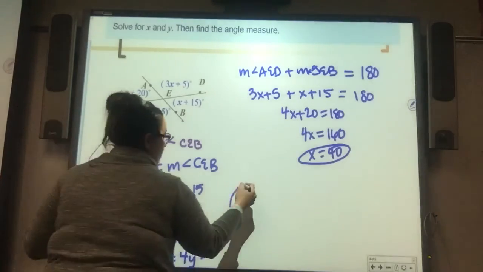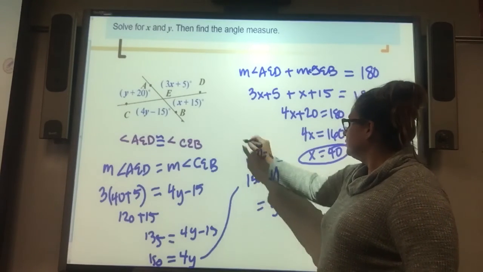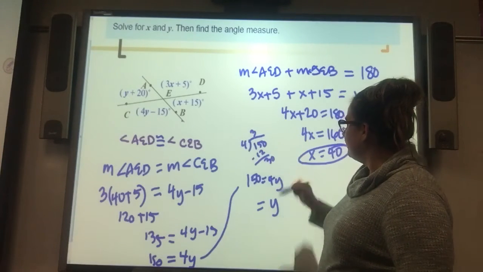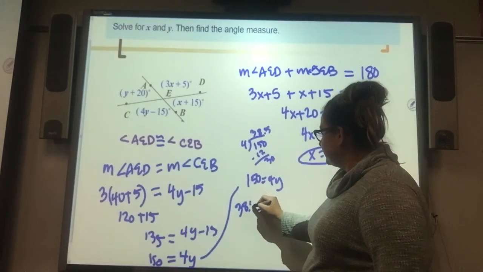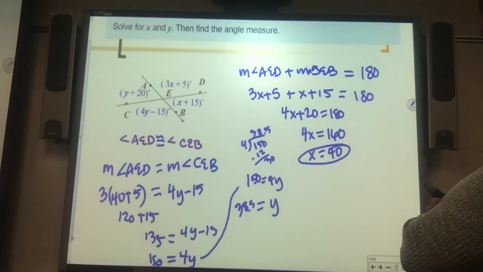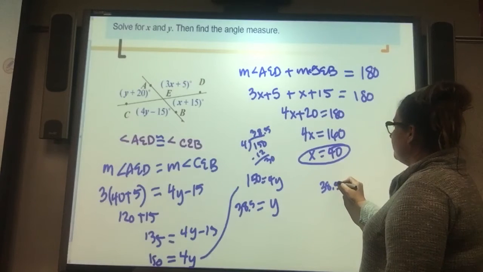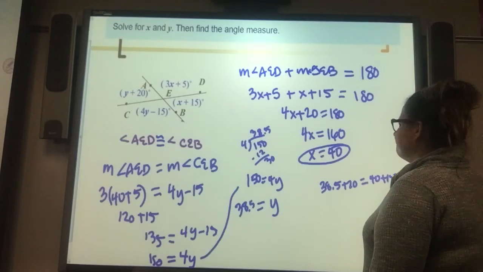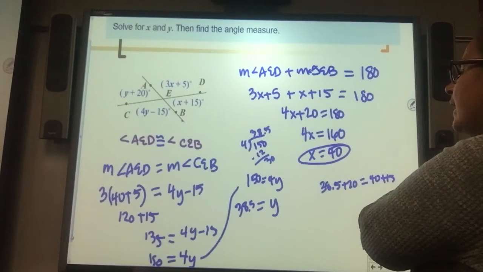I'm going to pull this up to here. So 150 equals 4y. So y is equal to 38.5. Let me see if this makes sense. I want to check it with the other vertical angles to see if I'm right. Is 38.5 plus 20 the same as 40 plus 15? That's not. So let's see what I did incorrect.